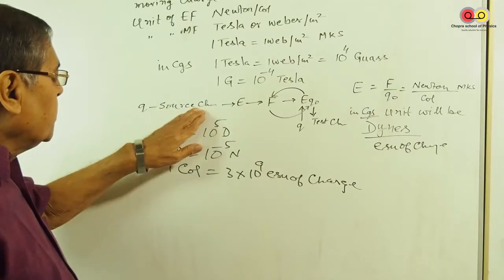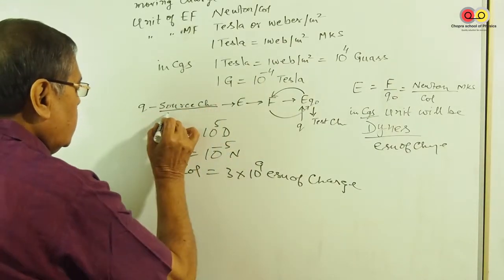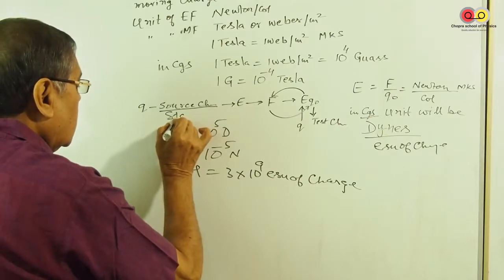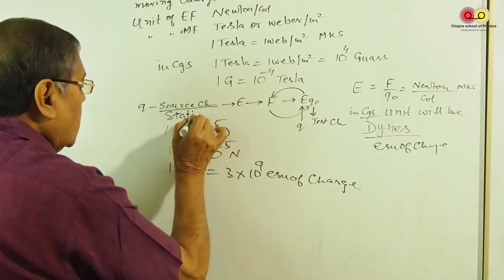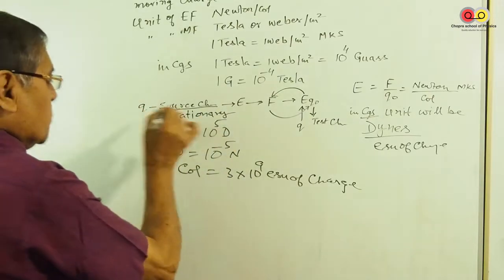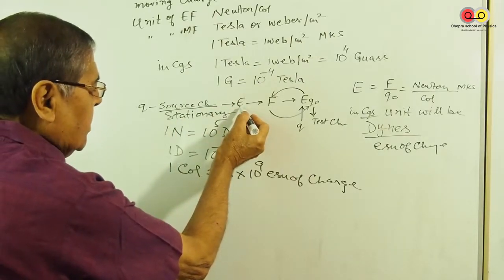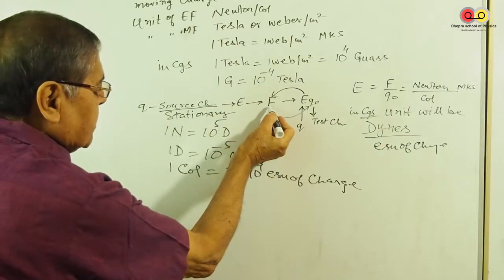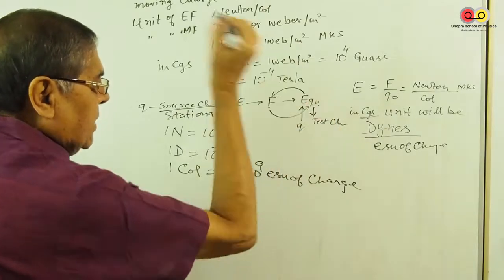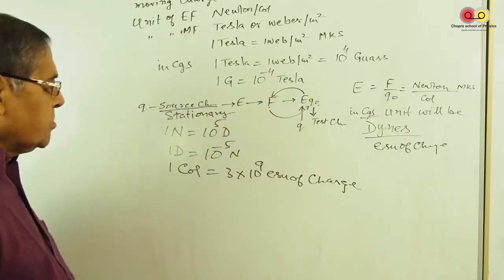Now this is Q, the source charge, and it is stationary. So Q is supposed to be a source charge, but it is stationary, so it is giving rise to only electric field, and this electric field is exerting force experienced by the test charge. So this is all about the stationary charge.